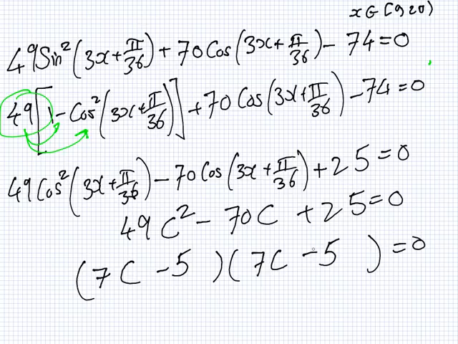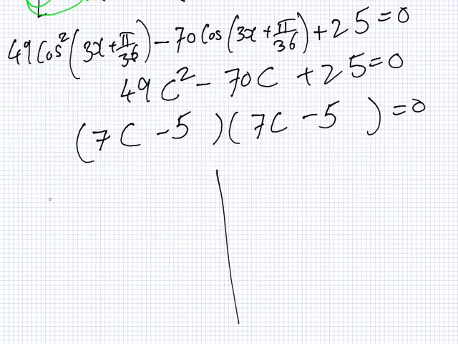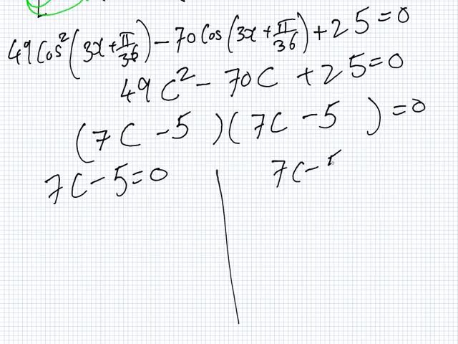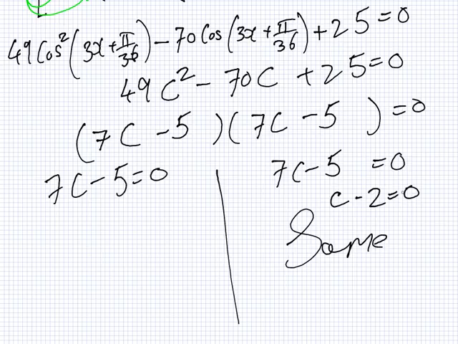This question is nice because both answers are the same, so it's less work to do. So here you have 7 cos minus 5 equals 0, or here you have 7 cos minus 5 equals 0. But wait a second, this is the same. So we just need to do this one. And in fact, sometimes this one here is impossible. Like for example, if I got cos minus 2 equals 0, that has no answers. Does anybody know why? Type in cos inverse 2 and see what happens.